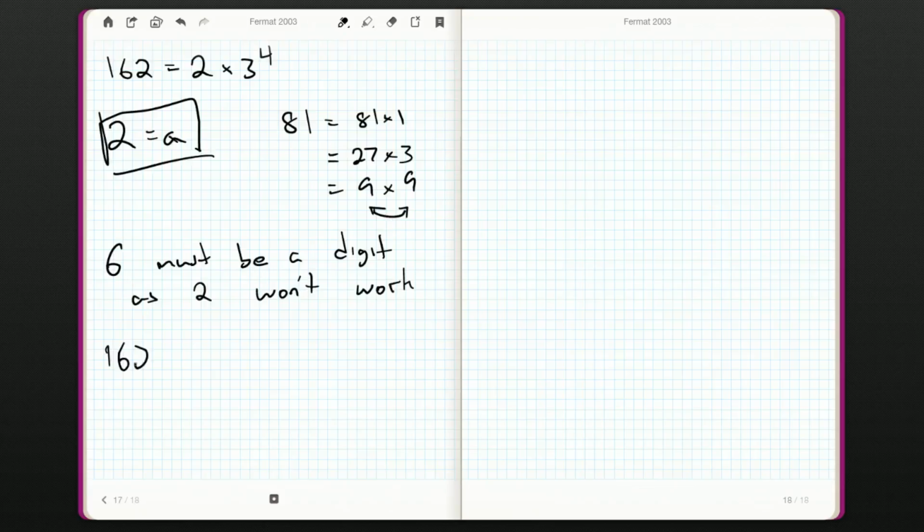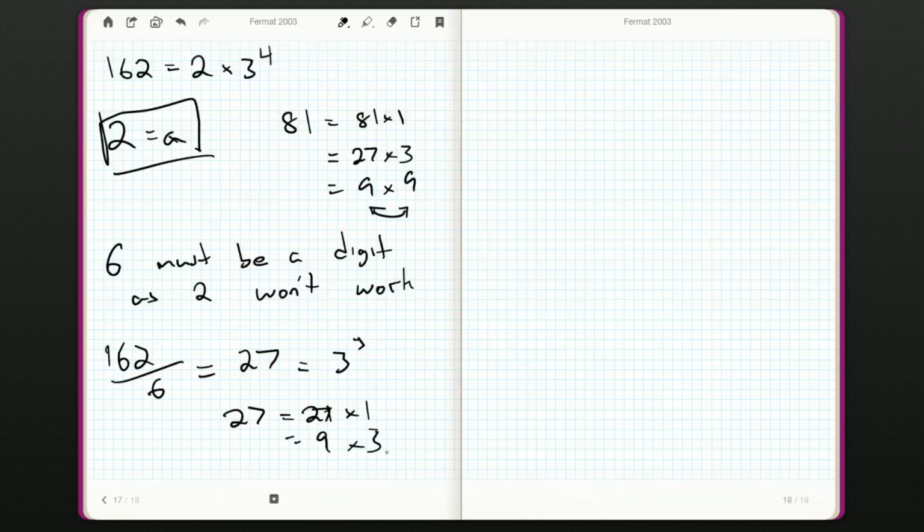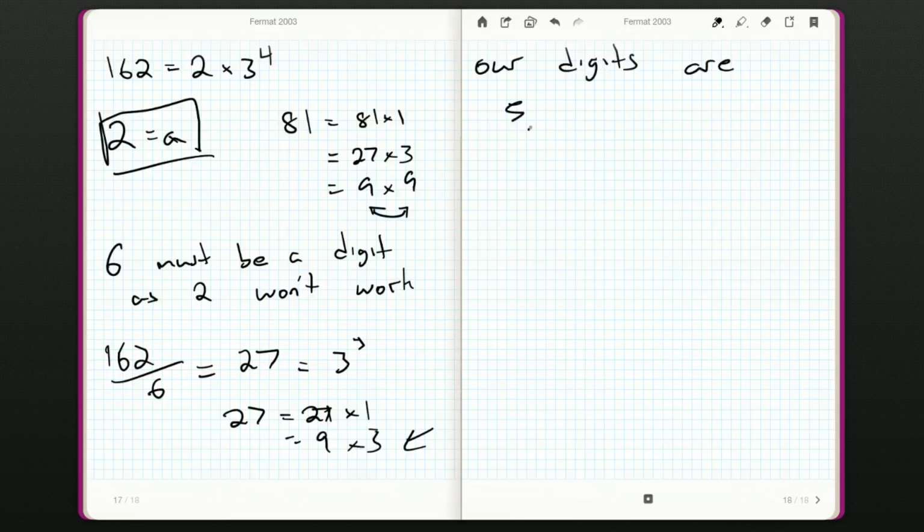So we had 162, we divide it by 6, and we'll be left with 27, which is 3 to the 3. And lo and behold, if we take a look at factors of 27, we're down to 2, because the 5 is one digit, the 6 is another digit. We can have 27 times 1, or we can have 9 times 3. First one doesn't work, but you bet that second one does. Our digits are 5, 6, 9, and 3.